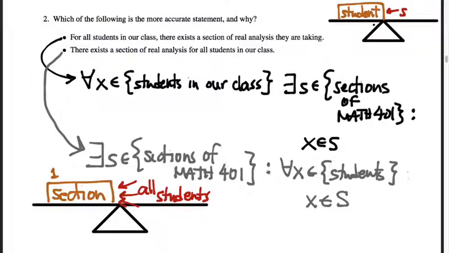So in which of these scenarios is it possible for different students to have different sections? The top one or the bottom one?